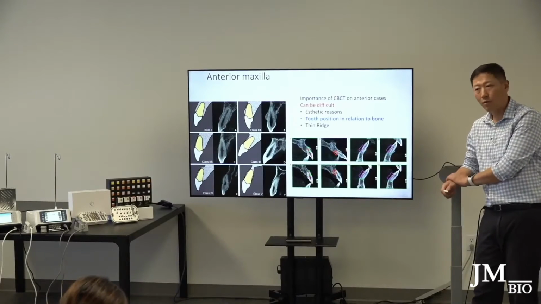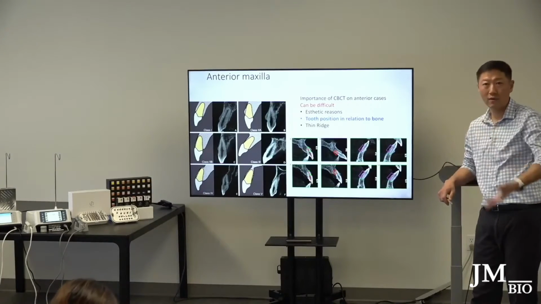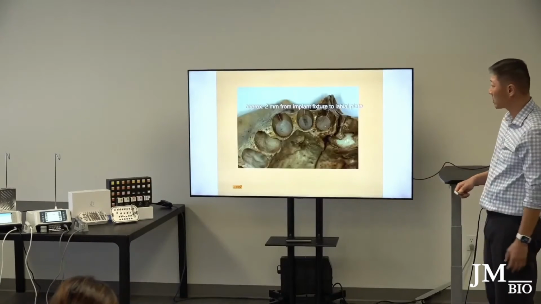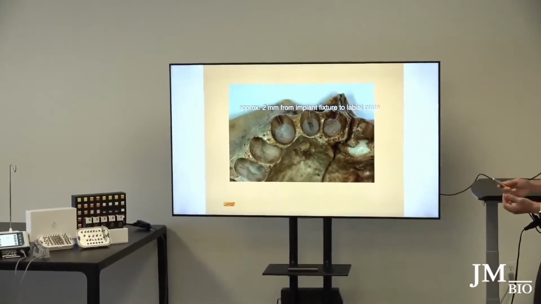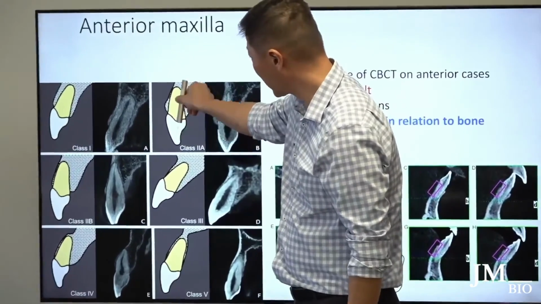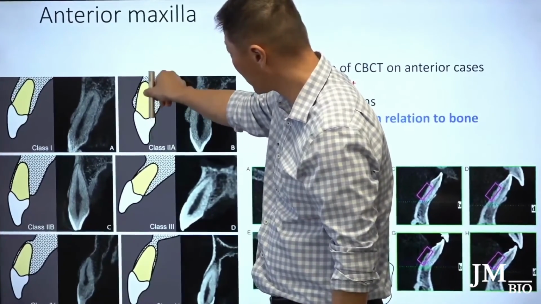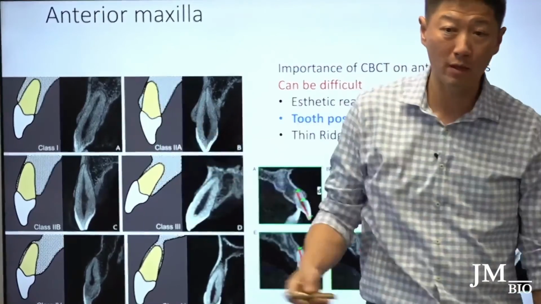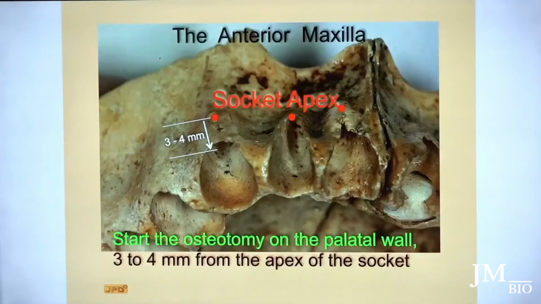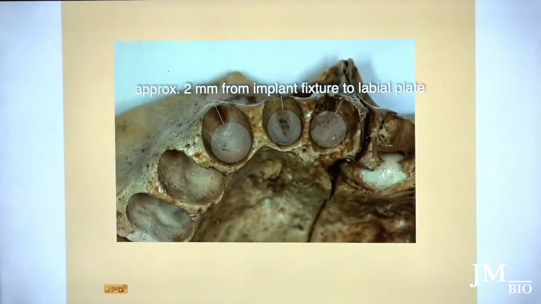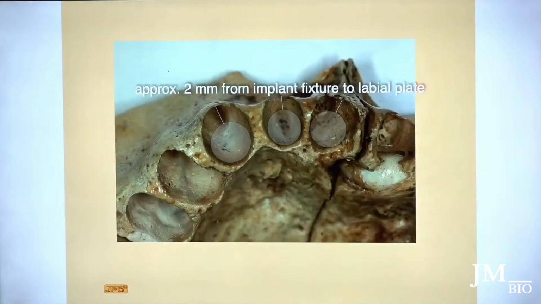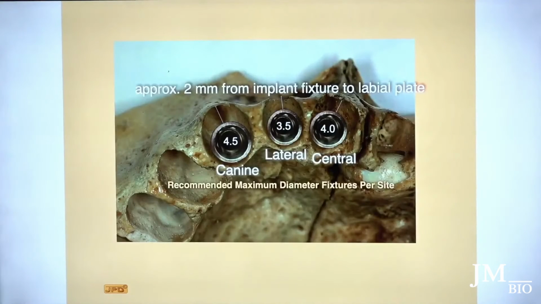So CBCT is so important, because you can see the data and get the information and knowledge. Because of the ridge shape, even if it's like this, we still start the osteotomy more like this, and we place the implant more toward here. If you want a screw-retained restoration, it's always going to be on the lingual. So after the extraction, your implant should be toward the lingual. This is why we create the osteotomy 3 to 4 millimeters above the apex, start from there, and go back down to create the space for our fixtures.